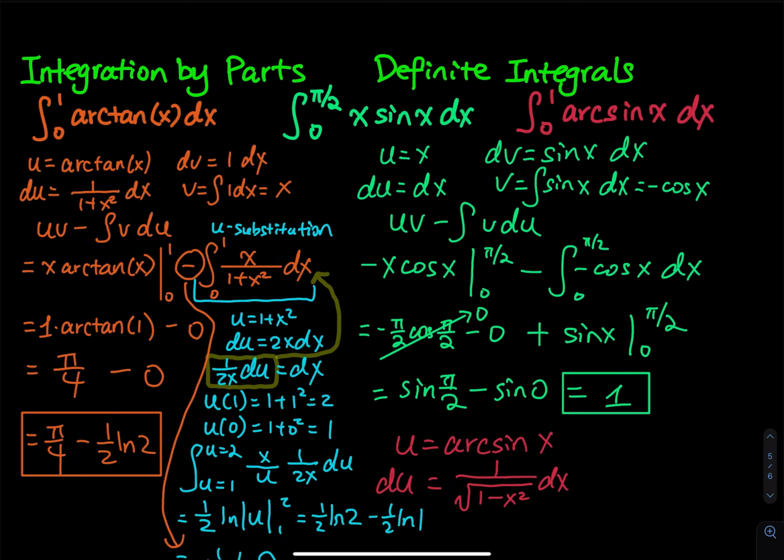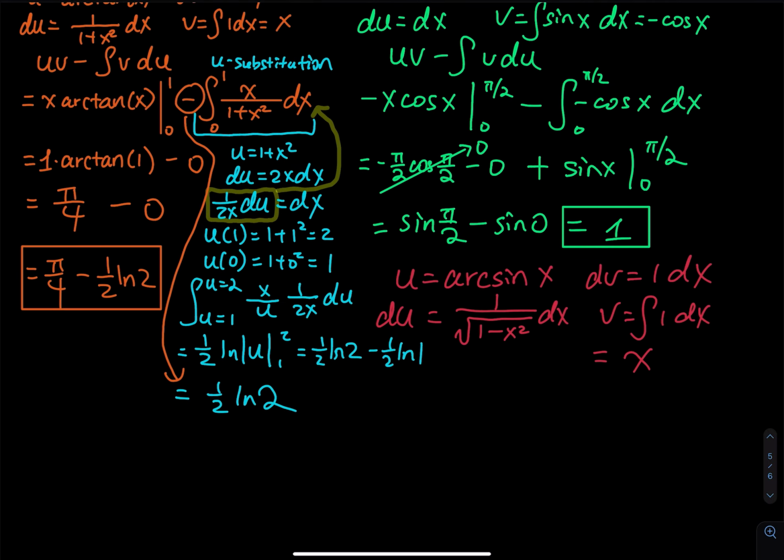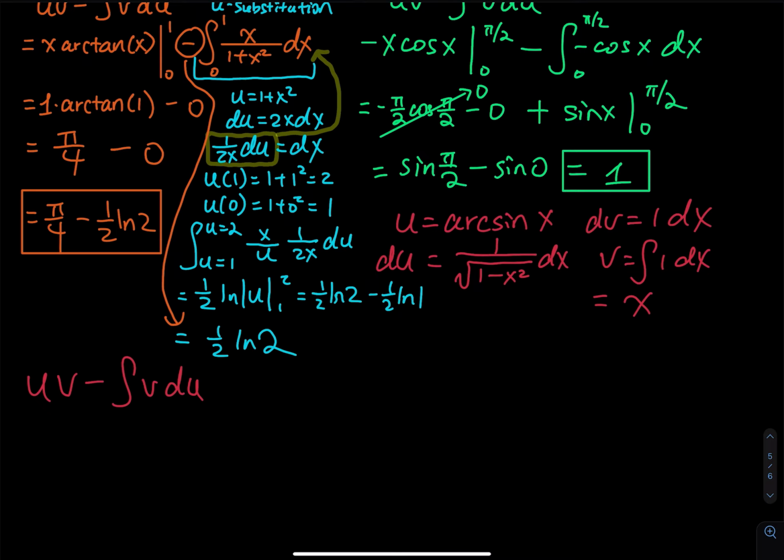And then the other one, we have dv equals 1 times dx because we took everything already. So the integral of that is just x. And then you have your uv minus the integral of v du. And then uv is x times arc sine of x, and x goes from where to where? X goes from 0 to 1, and then minus the integral of v du.